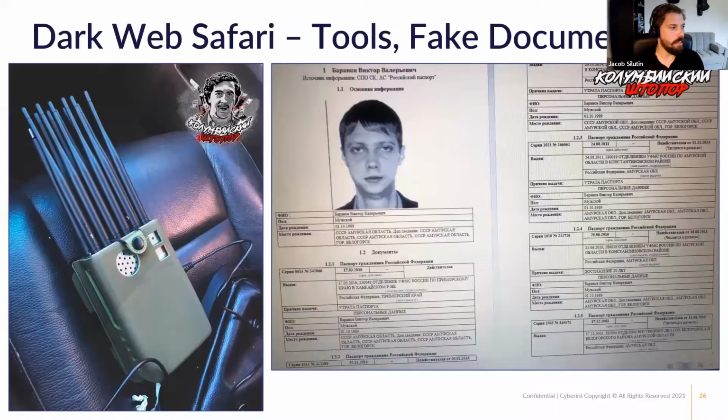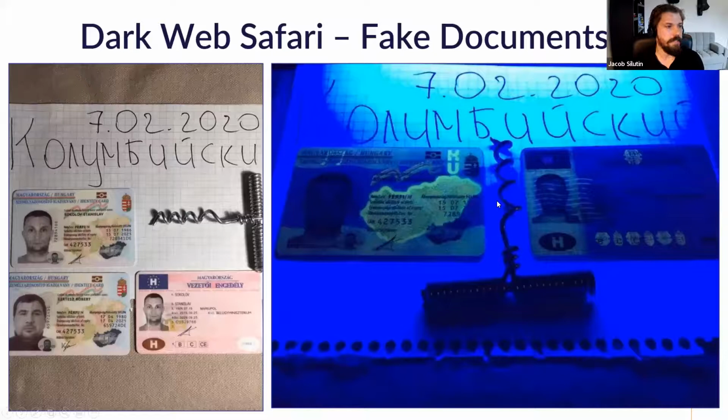Some more examples. This is one of the threat groups from Russia. They're called Columbus Keystopper. As you can see here, they sell documents. They sell interception devices or Wi-Fi devices. They also sell fake IDs. Stopper means corkscrew opener in Russian. And you can see that they include the corkscrew in all of their images here.